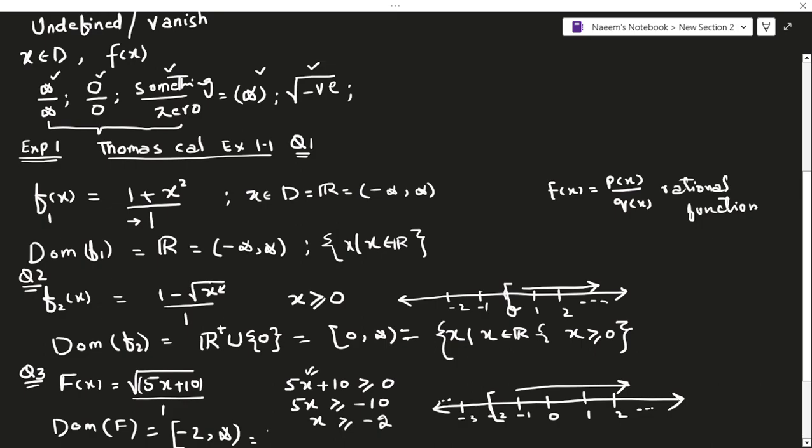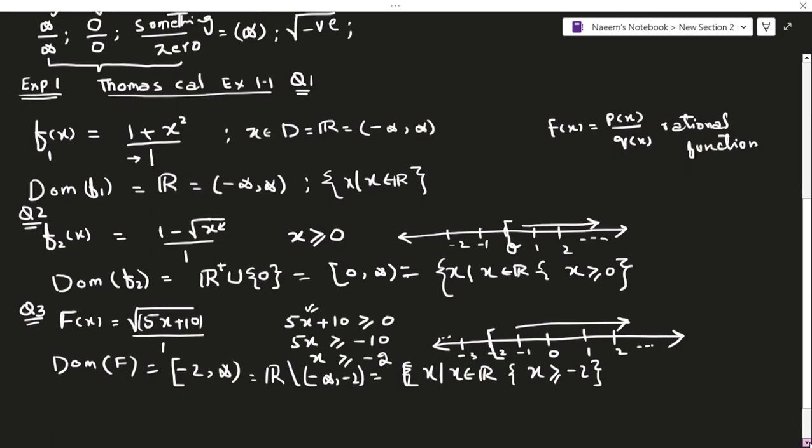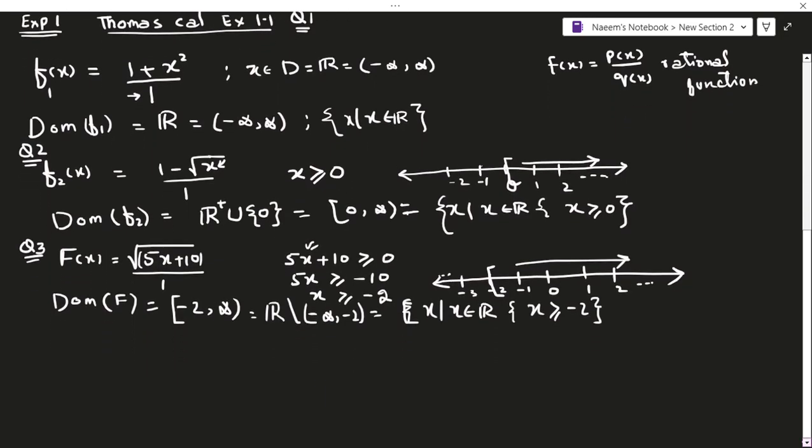These are the set of all real numbers excluding minus infinity to minus 2. You can say that it is x such that x belongs to the set of real numbers and x is greater than or equal to minus 2. If you have any confusion on any number, whether minus 2 is part of this domain or not, just plug that number into this function.